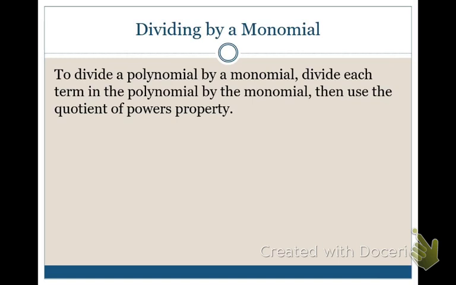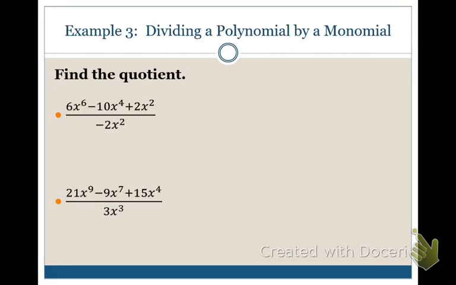When you divide, you're going to divide each term in the polynomial by the same monomial in the denominator. Then use the quotient of powers property. What does that mean? It basically means when I'm dividing, I need to subtract my exponents instead of adding my exponents. So you are not going to write this original problem in your book for your homework or for your classwork. Instead, what you're going to do is divide each term in the numerator by the denominator.